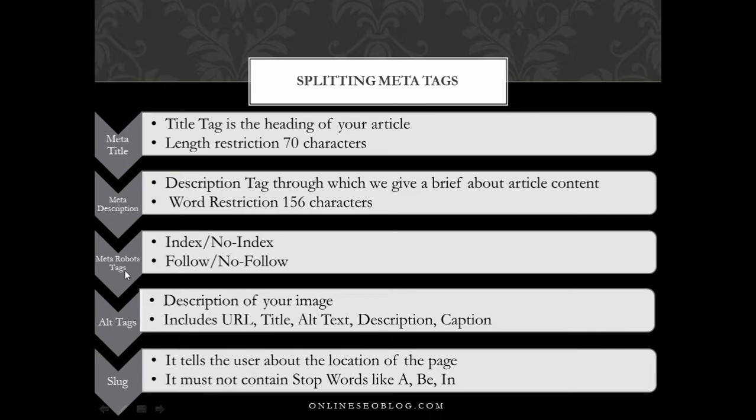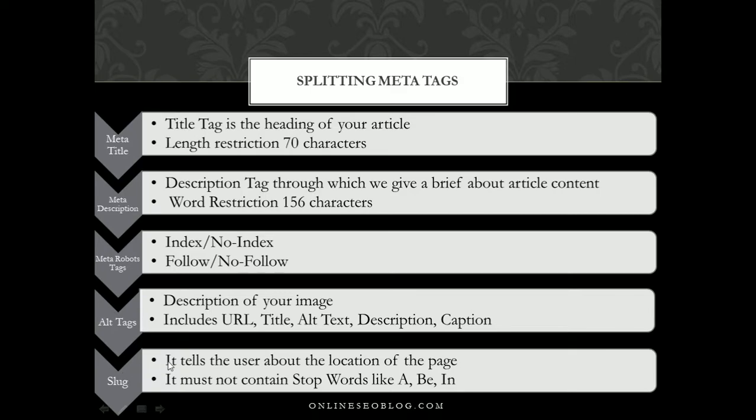Meta robot tags are basically used to assign that article as index or no index, whether you would like the crawler to index that page or not, and whether you would like the links on that page to be follow or no follow. Then we have the alt tag. Alt tag is basically used to best describe your images. Description of image, the included URL, title, alt tag, description, caption. These are the subsets which you have to fulfill in order to get a good alt tag optimization.